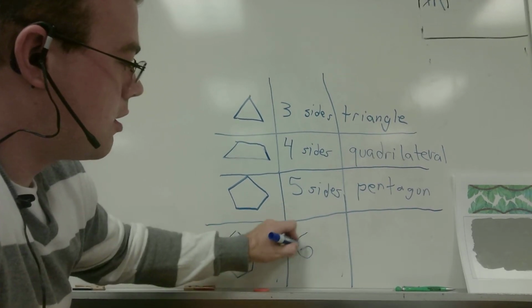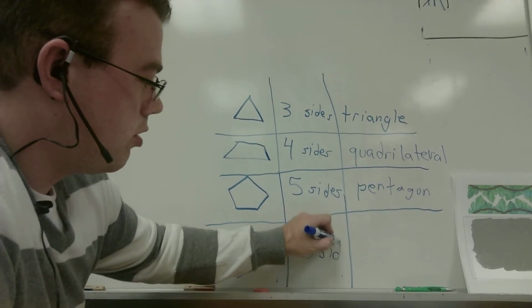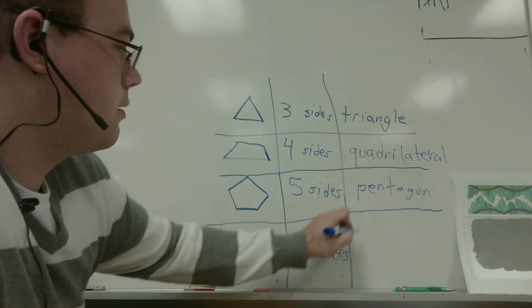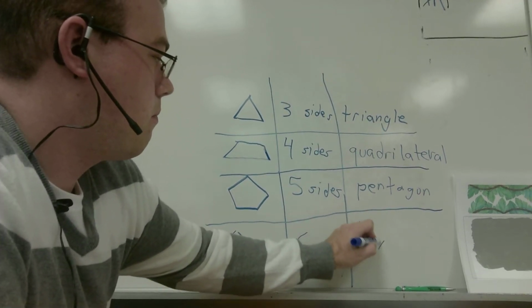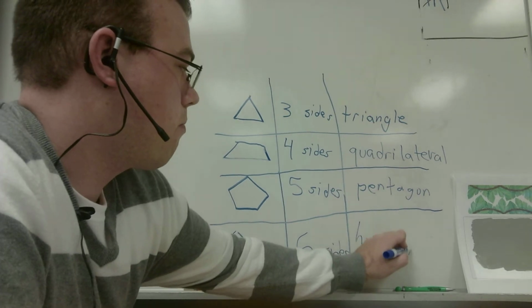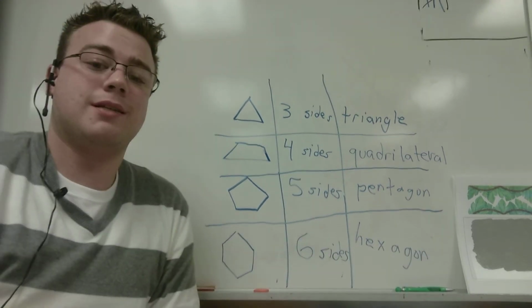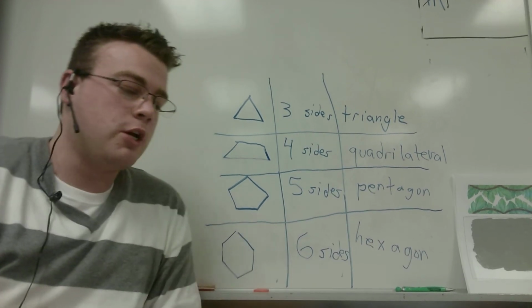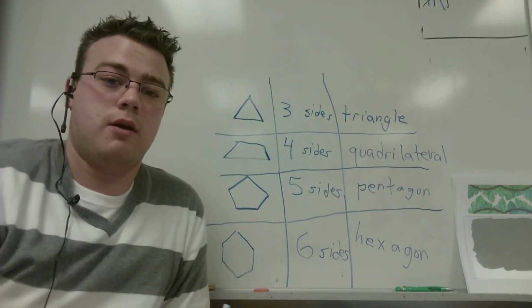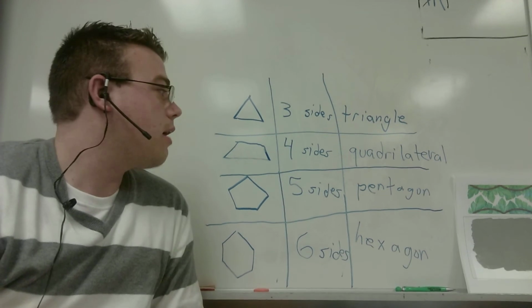So while I let the video catch up, I want you to look at this table and we're going to review. A triangle has 3 sides. Quadrilateral has 4 sides. Pentagon has 5 sides. And hexagon has 6 sides.